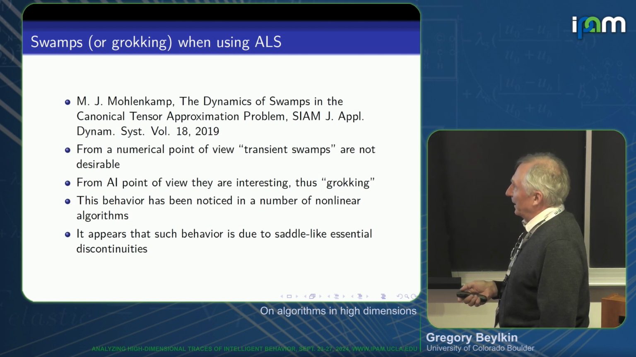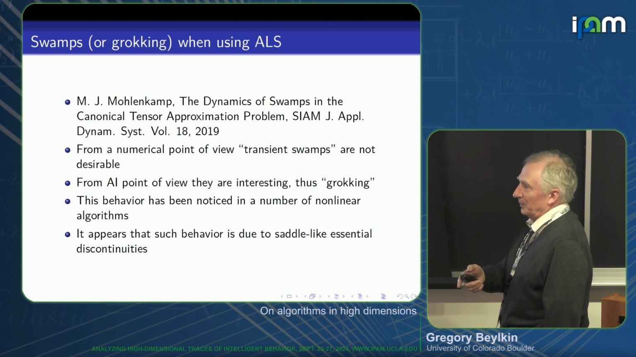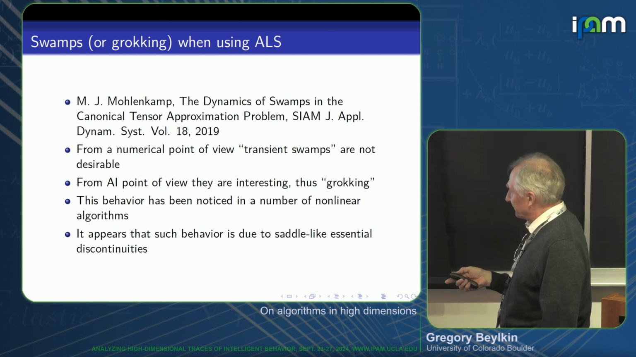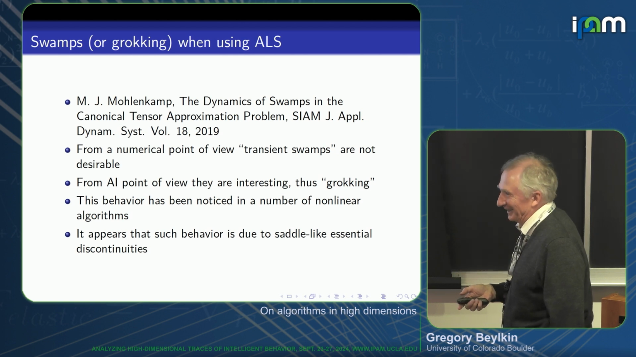But from the AI point of view, it's interesting, because this is how learning happens. If you try to learn to walk, for example, you fail, and then suddenly you start doing it, and then you do it very nicely. So it's called grokking, and I learned this term recently. It has a positive connotation.